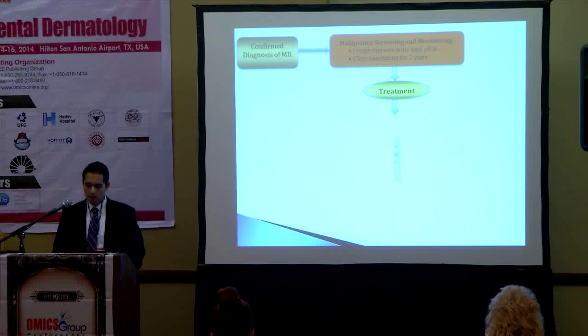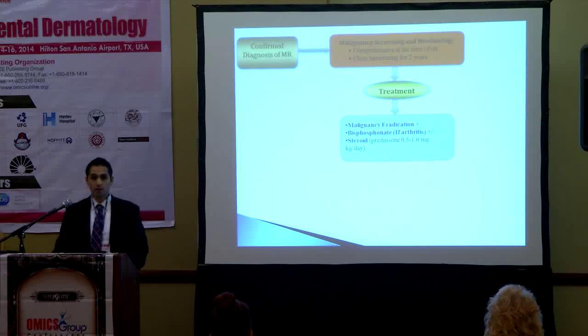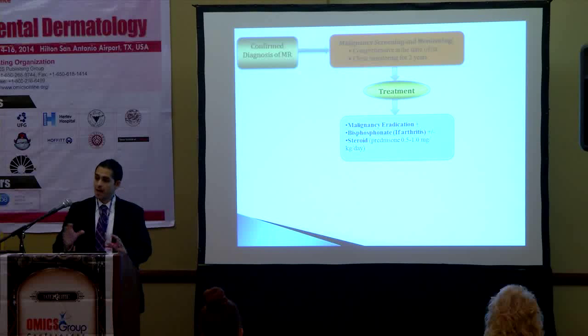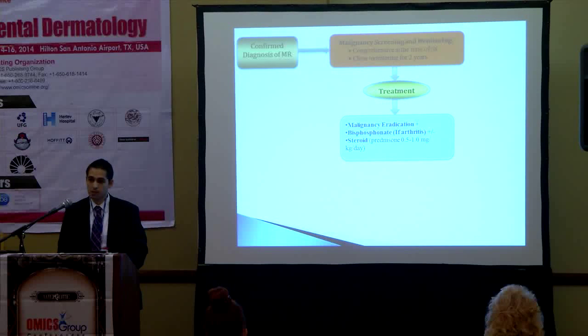In terms of treatment, obviously if a malignancy is associated, eradication of the malignancy is the most important initial step because that can also treat the MR in the majority of the patients, as we've shown. And if there is any evidence of arthritis, we highly recommend initiating bisphosphonates at the earliest time possible, because if you remember the x-ray images that I've shown, this disease, if left untreated, can lead to severe arthritis that is essentially irreversible.